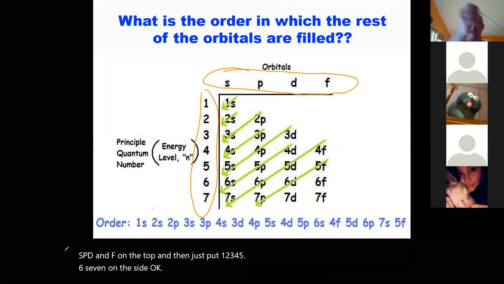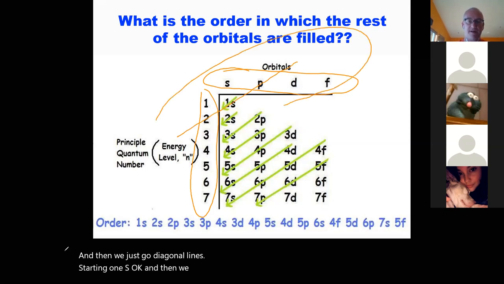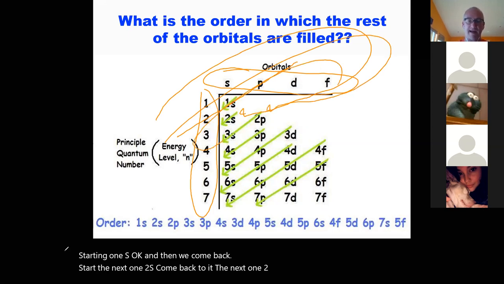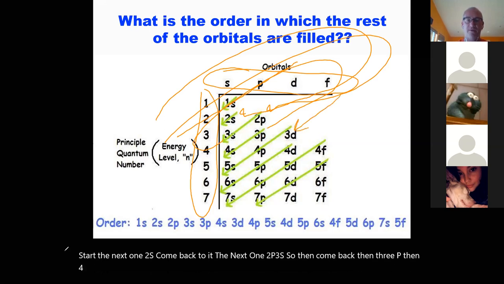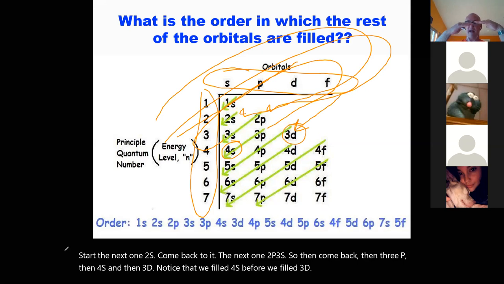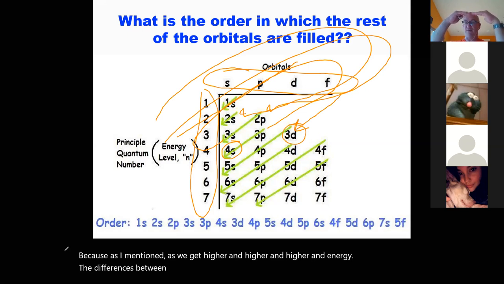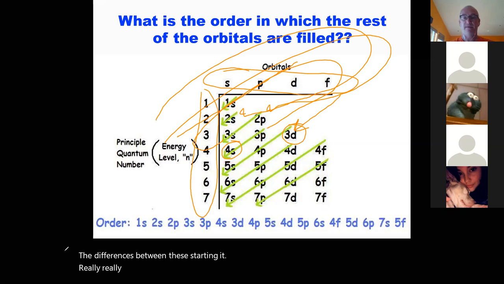And then we just go diagonal lines, starting with 1S, okay? And then we come back, start the next one, 2S, come back, start the next one, 2P, 3S, and then come back, and then 3P, and then 4S, and then 3D. Notice that we filled 4S before we filled 3D. Because, like I mentioned, as we get higher and higher in energy, the differences between these start to get really, really close. And D is actually a higher energy level than S. So we actually fill level 4 before we go back down and finish filling level 3.